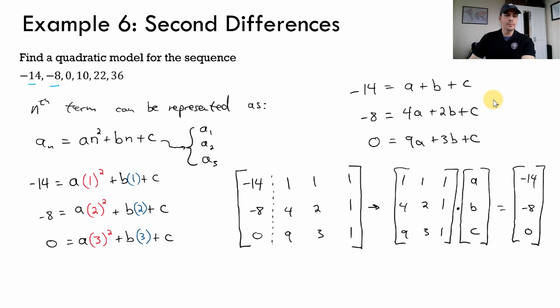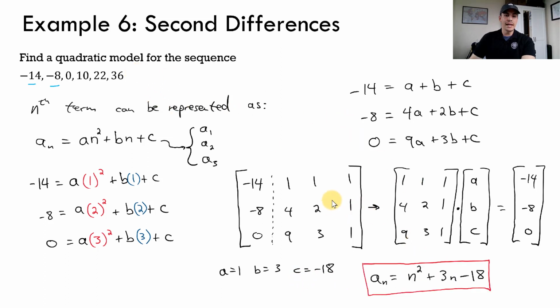And if you guys remember from our matrix unit, we could set this up as an augmented matrix or as a matrix equation, and we could solve this. So if you don't remember how to do that, go back and look at the matrix equation videos. And when you solve this, you'll find that a equals 1, b equals 3, and c equals negative 18. So my final quadratic model for this would be a sub n is equal to n squared plus 3n minus 18. This would be the quadratic model for this sequence up here.